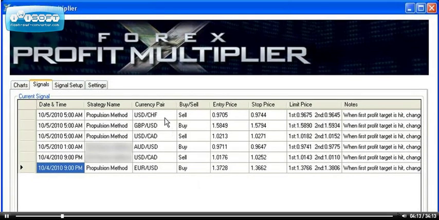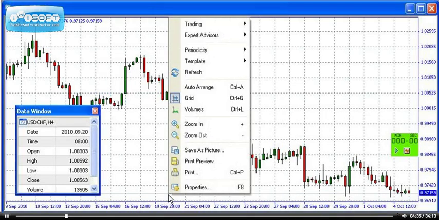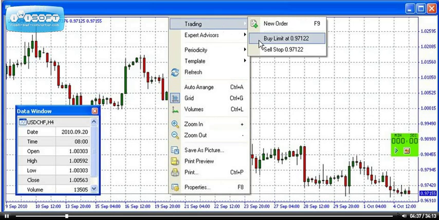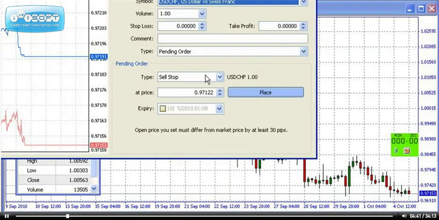Okay, let's focus in on the US dollar Swiss franc. And note these prices, the entry, the stop, and the 2 profit targets. Now we're going to go to a typical broker trading platform and place the trade. Okay, here we are on an MT4 platform. This is a typical broker trading platform. So what I'm going to do here is simply right-click on the chart, bring up trading, a sell stop, because I want to enter only if the market triggers.